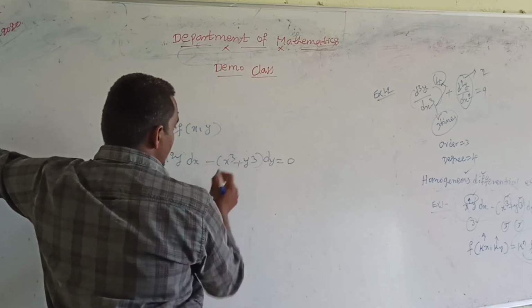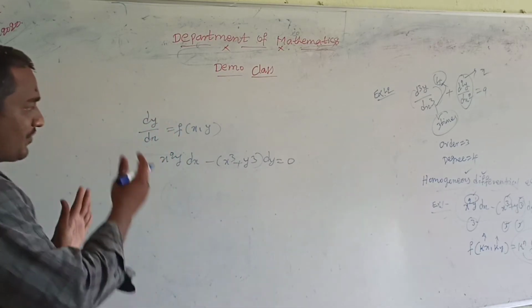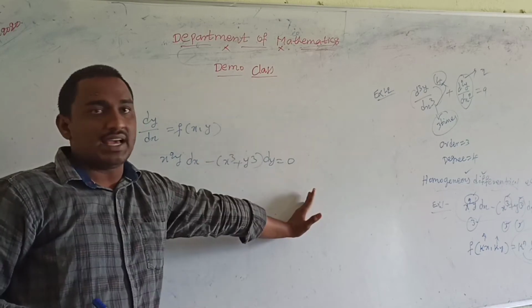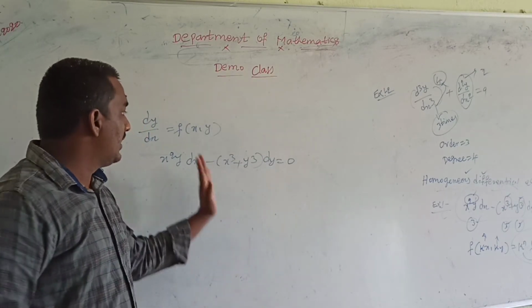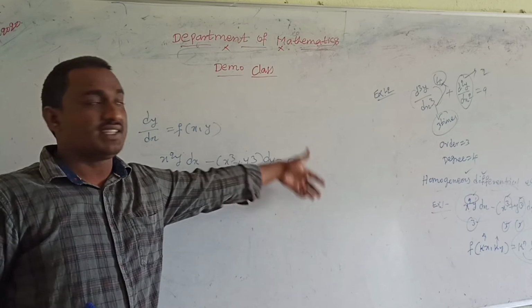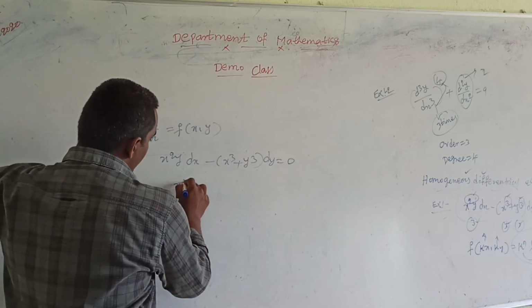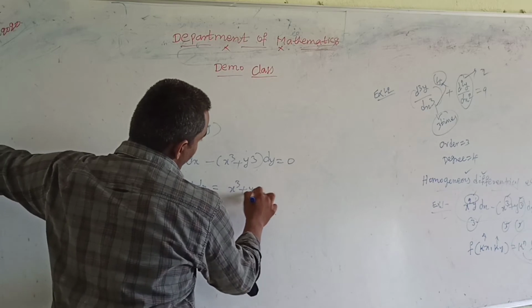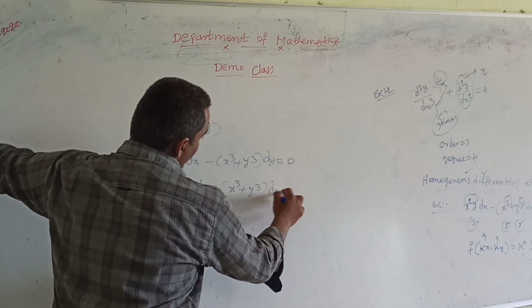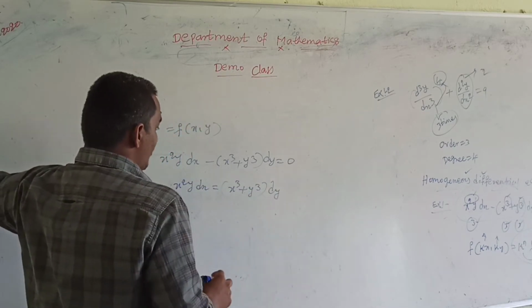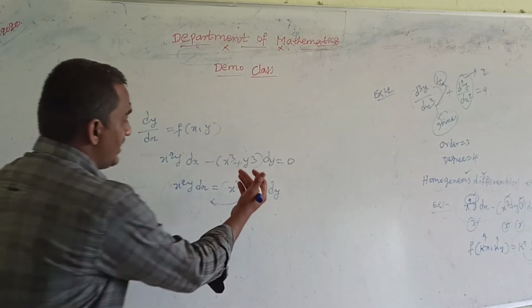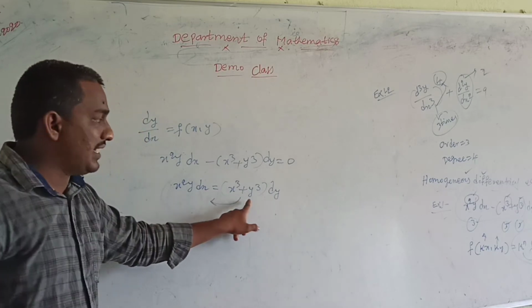So I am transferring this term from this side to this side. If you transfer this term from LHS to RHS by the transposing rule, this minus term will become plus. So that is x square y dx is equal to (x cube plus y cube) dy. Now I am transferring this term from this side. If you transfer from RHS to LHS, in this side it was multiplying.